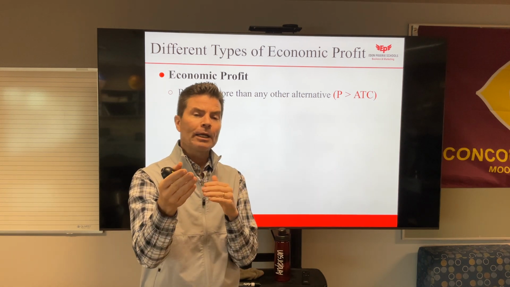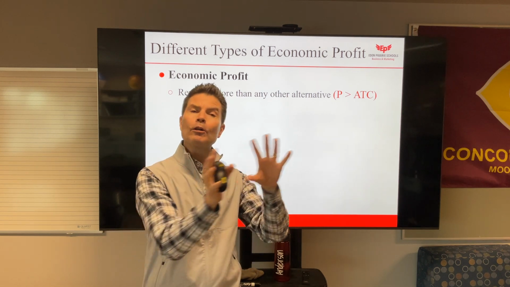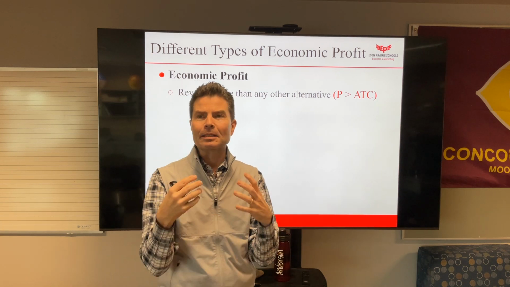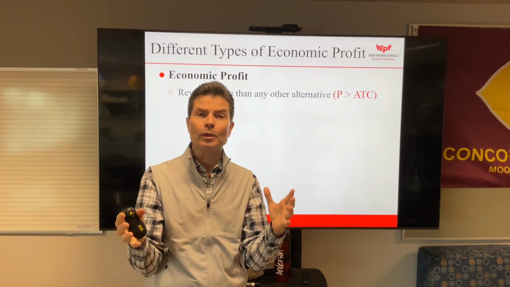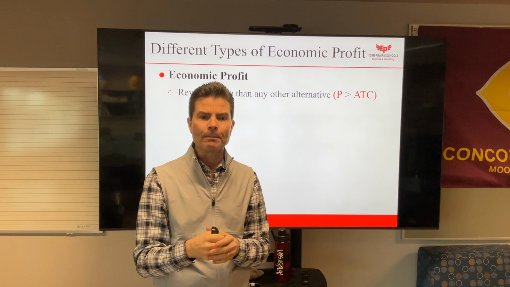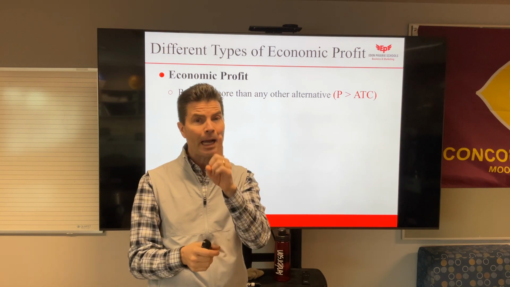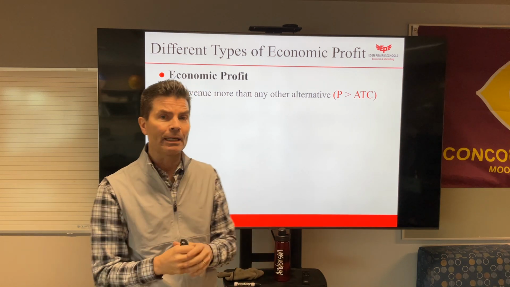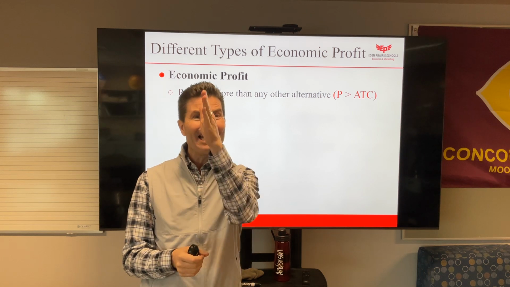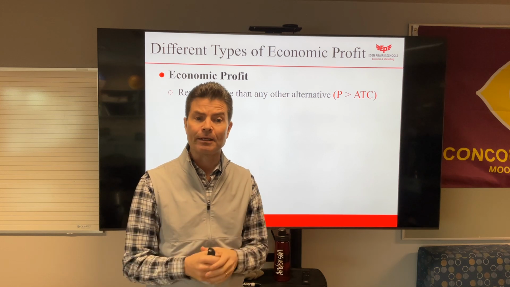If you have an economic profit, it means that your revenue is more than all of your costs together. So there's nothing else that you should be doing with your business; you are doing exactly what you should be doing. One of the easiest ways to tell is if your price at your optimal quantity, and we'll show you some graphs in a few minutes, is more than the ATC at that quantity, then you have an economic profit.